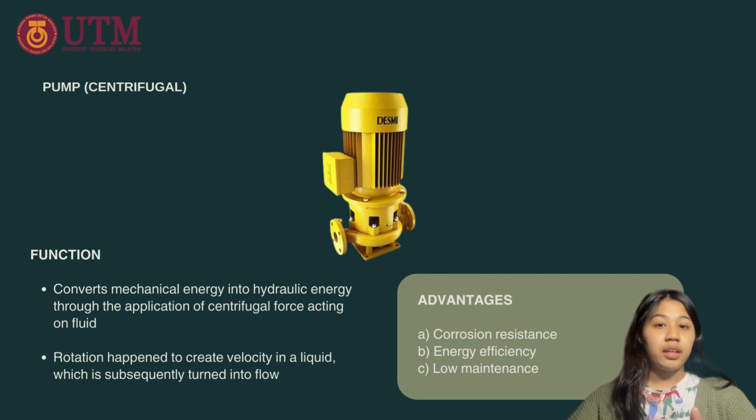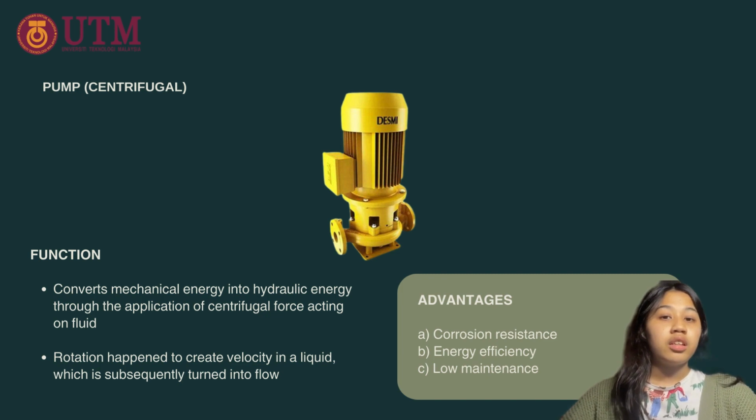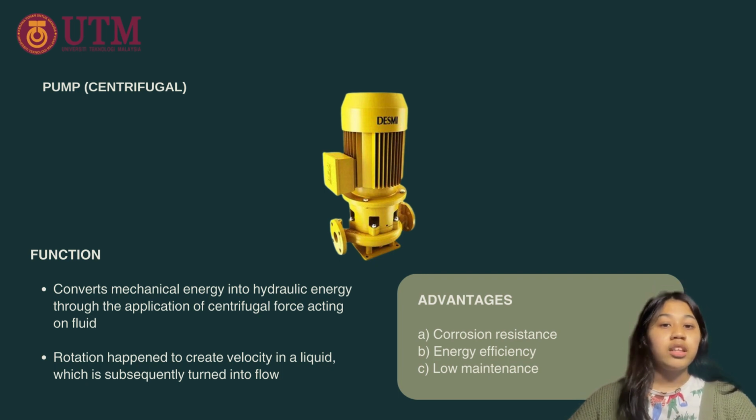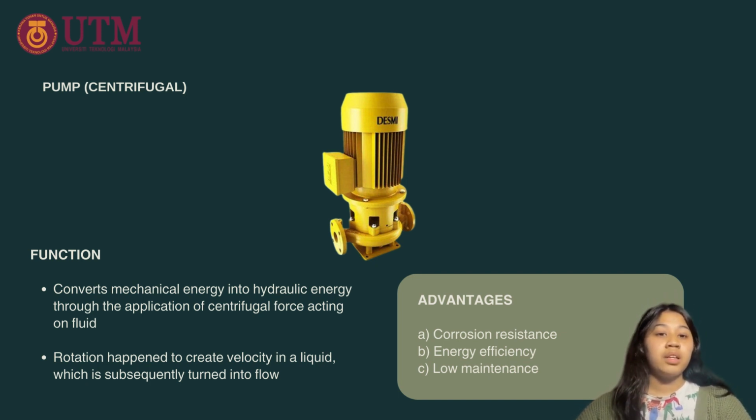Another important thing in this project is the pump. Based on the calculation, the suitable pump to use is the centrifugal pump. Pump is used to convert the mechanical energy to hydraulic energy through force that is acting on the fluid. It creates rotation to create velocity in a liquid which turn into a flow. The advantages of centrifugal pump is corrosion resistance, as it can tolerate corrosive materials. Next, its energy efficiency. Centrifugal have the highest energy efficiency compared to other pumps.